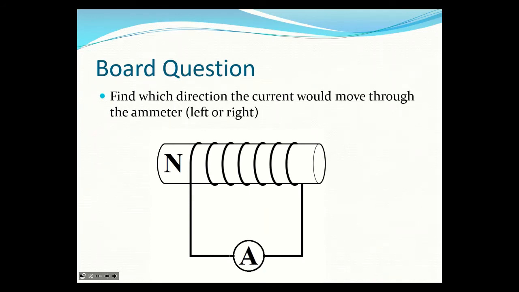So find the direction in which the current would go. Now they've given us the direction of our north magnet, and we want to know which direction is going to go across the ammeter. Is it to the right or is it to the left? So I'll just give you a second to try it out and think about it.